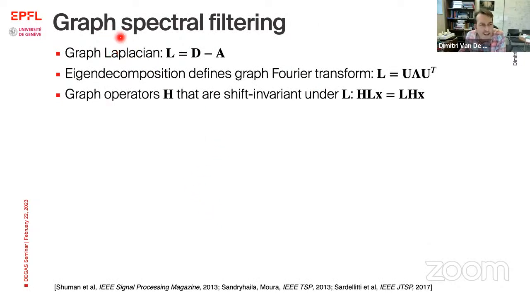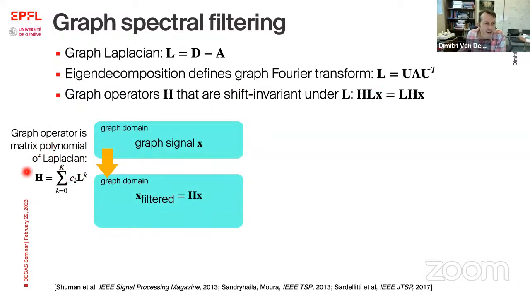Now, before getting back to the brain graph, let me introduce how we actually want to use the graph Fourier transform, because in the end, we want to define suitable graph filters. The ones that we will consider are a class of filters that are shift invariant under the graph Laplacian. In other words, such a graph operator H will commute with the graph Laplacian L. And what happens then is that any of those graph operators can be written as a matrix polynomial of the Laplacian. And so, of course, this could be one way of trying to design a filter, which you can then apply to a graph signal to get it filtered.